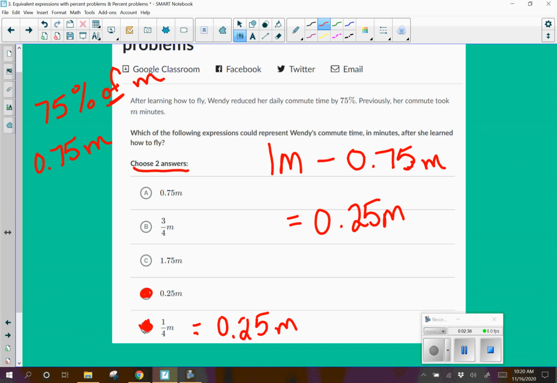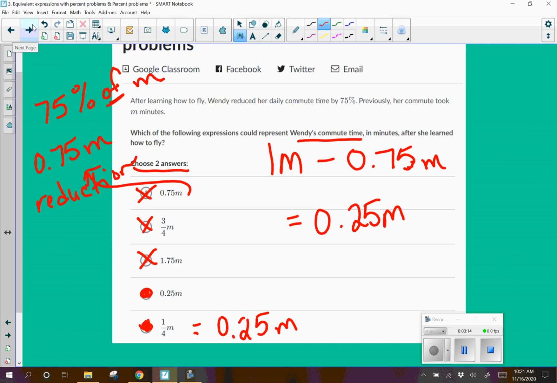Now let's take a look at the other choices so that we can figure out why those are wrong. Well, 0.75m just represents the reduction in time. We want to know what her commute time is now after she learned to fly. So that's why A doesn't work. And 3/4 m is the same thing as A, which is 0.75m. And C is wrong because, as you can see, they added the 0.75m, but it's a reduction, which means it should have been subtraction.